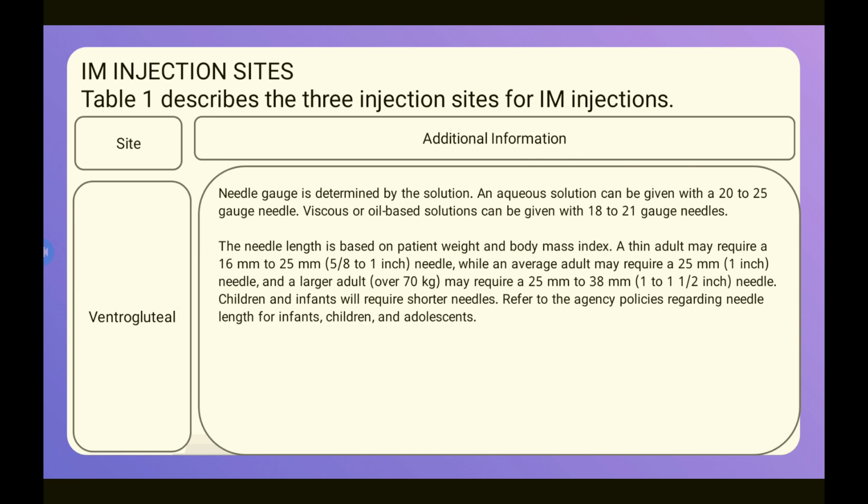A thin adult may require a 16 mm to 25 mm or 5/8 to 1 inch needle, while an average adult may require a 25 mm or 1 inch needle. And a larger adult over 70 kilograms may require a 25 mm to 38 mm, meaning 1 to 1.5 inch needle. Children and infants will require shorter needles. Refer to the agency policy regarding the needle length for infants, children, and adolescents.